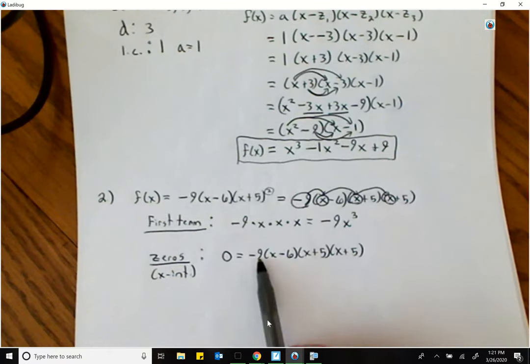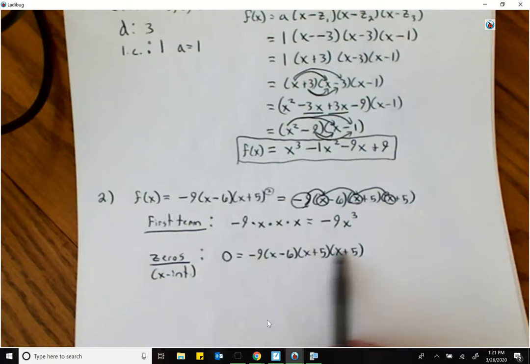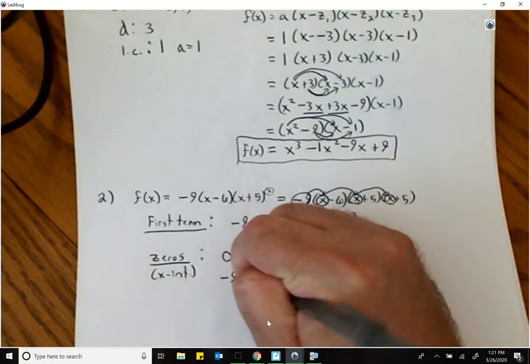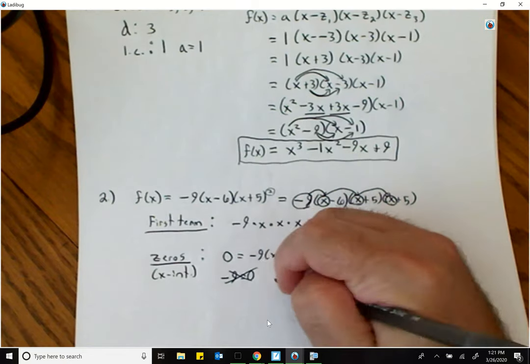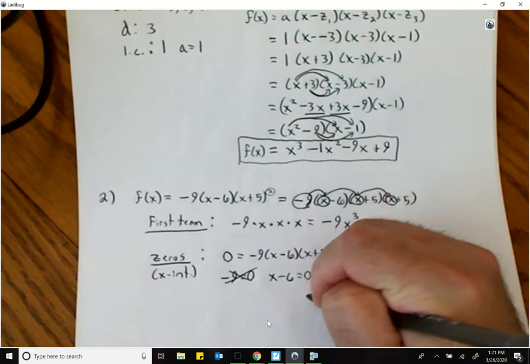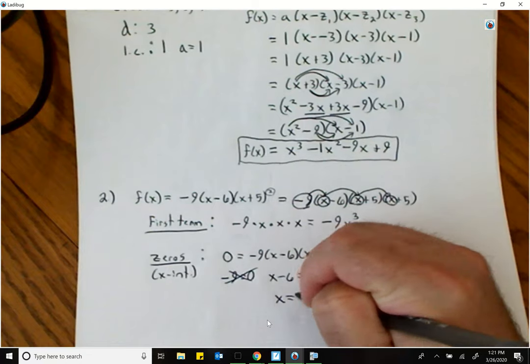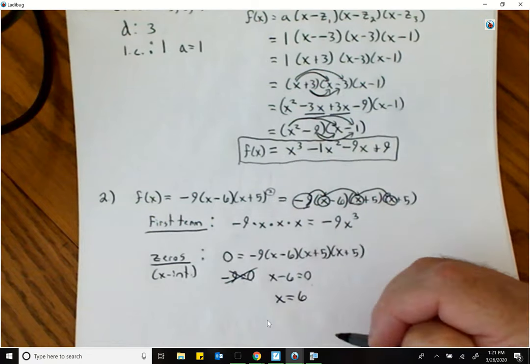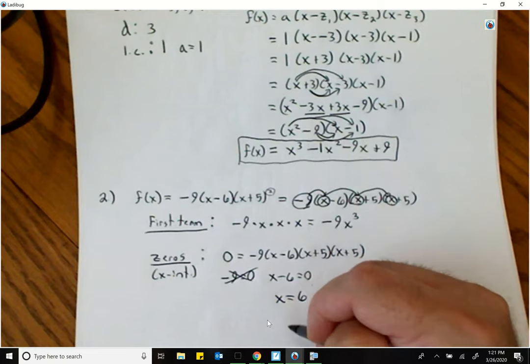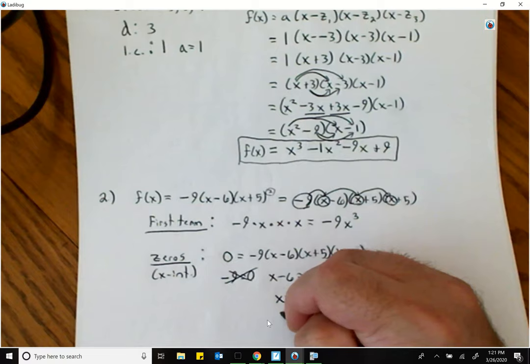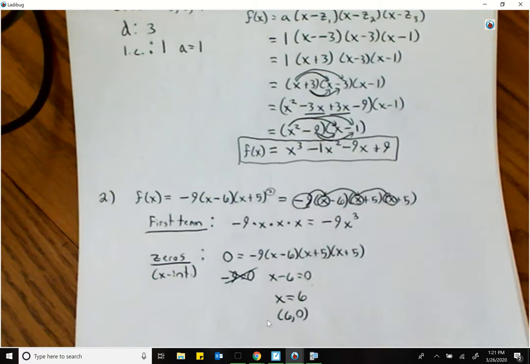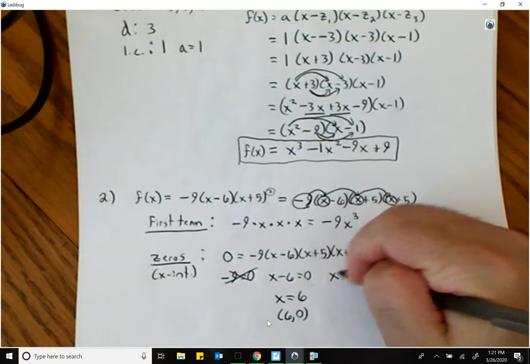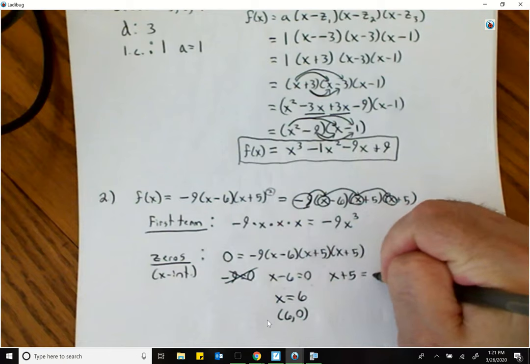Okay, so since this is all factored, in order to solve for the x-intercepts, all you do is you set each piece equal to zero. So negative 9 equals zero, but does that make sense? Nope. So you ignore it. Then you take x minus 6 equal to zero, and you add 6 to both sides, and you find out that x is 6. So there's one of our zeros. That's one of our x-intercepts. And if you think about x-intercepts, if they want it written as a point, because it says ordered pair, it would be 6, 0. We take the x plus 5 and set it equal to 0.